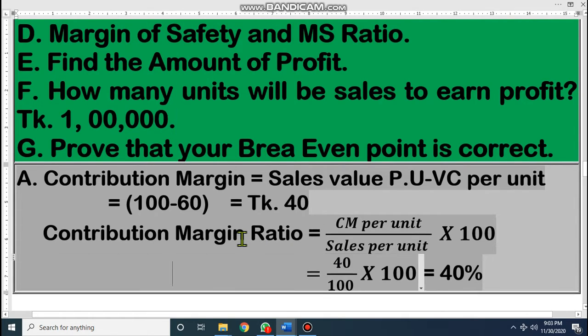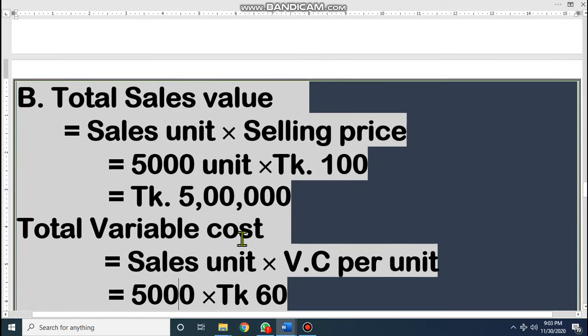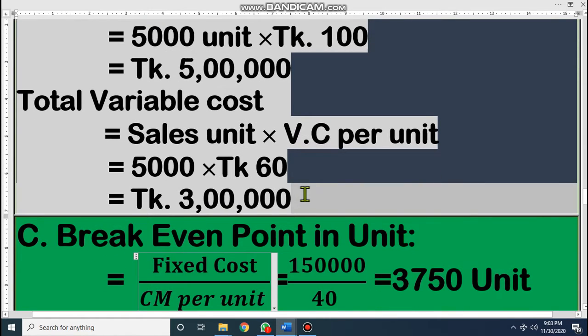Dear student, now the next formula, total sales value. Sales units in the question is 5000 units, selling price per unit is taka 100. So total sales value is 5 lakh taka. Total variable cost is sales unit into variable cost per unit. Sales unit 5000 and variable cost per unit 60, that means 3 lakh taka is variable cost.